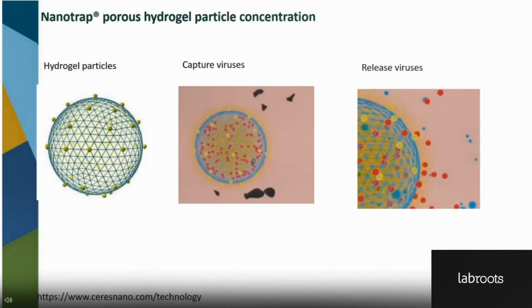Nanotrap hydrogel particles is another novel approach to concentrate the water samples. In our lab, we process 35 milliliter untreated wastewater samples with the hydrogel particles. The particles will capture the viruses based on their membrane affinity to the viruses, and then the viruses will be released after wash, and then it'll be ready for extraction. We use this method to detect the monkeypox virus and SARS-CoV-2 virus from untreated wastewater samples and the manhole water samples.